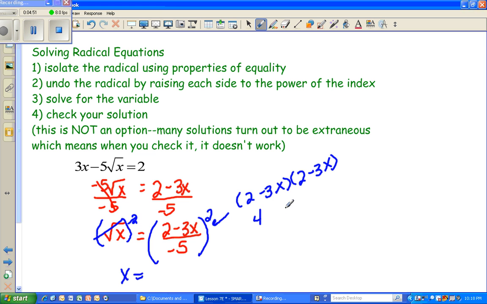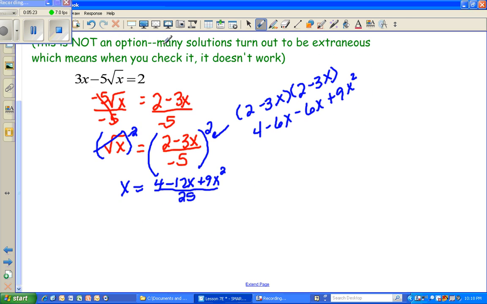that's going to give you 4 minus 6x minus 6x plus 9x squared. So that's going to give you 4 minus 12x plus 9x squared. And then when you square the bottom, you're going to get positive 25. So this one's a little bit different because once you get rid of the radical, you then need to still solve for x. And so what we're going to do is get it set equal to 0.